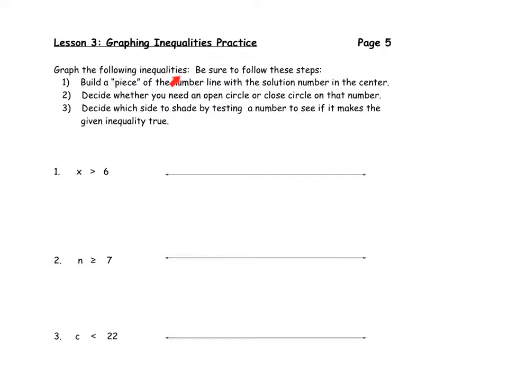We graph the following inequalities and be sure to follow these steps. Build a piece of the number line with the solution number in the center. Decide whether you need an open circle or closed circle on that number based on the inequality sign given. Decide which side to shade by testing a number to see if it makes the given inequality true.